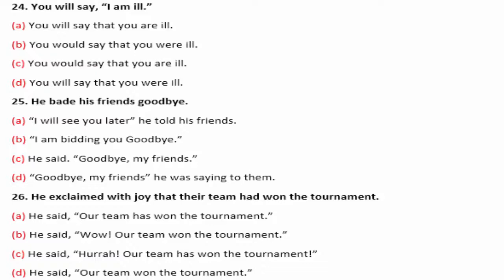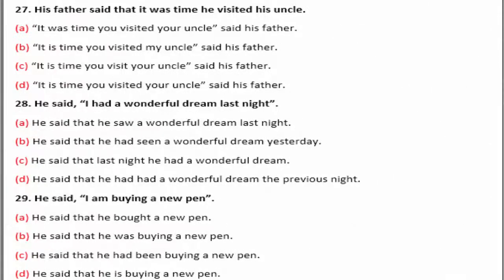Number 26. He exclaimed with joy that their team had won the tournament. This is also indirect narration and you have to choose the correct direct narration out of these four, A, B, C, D and write down the correct option in your register. And these are the last three sentences in your test. Number 27. His father said that it was time he visited his uncle. This is also indirect narration and you have to choose the correct direct narration out of these four options and write down the correct option in your register.